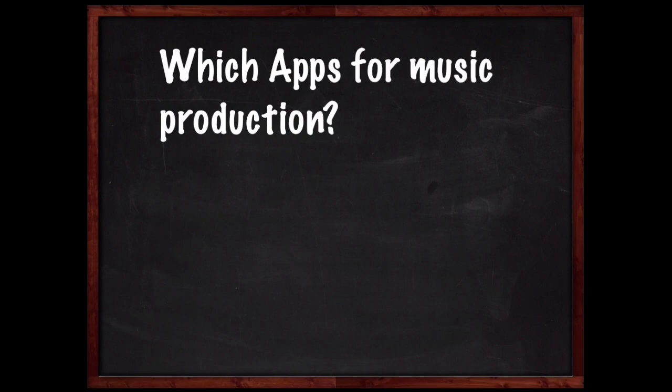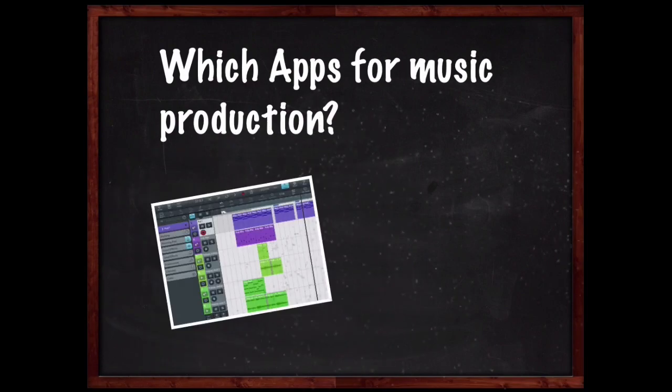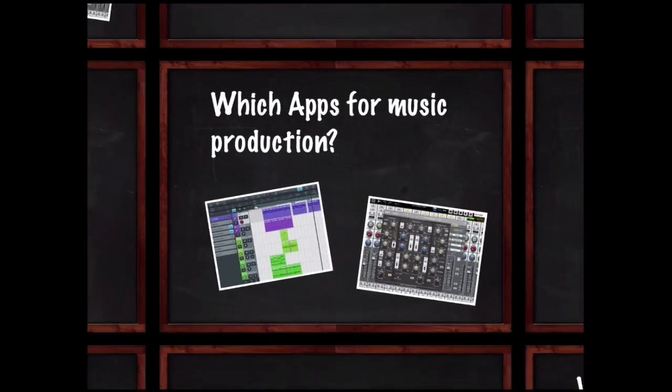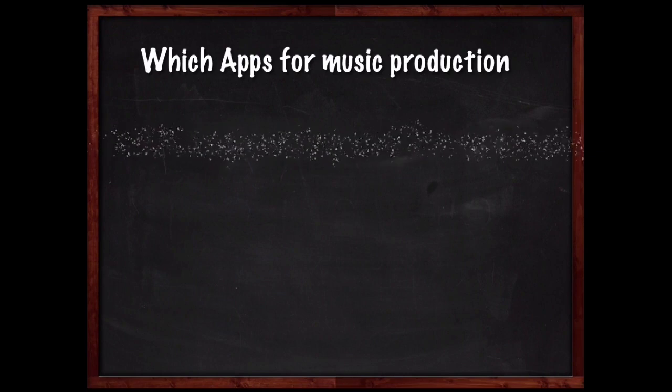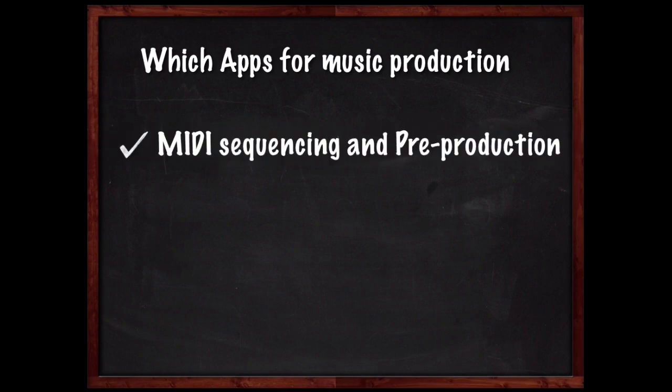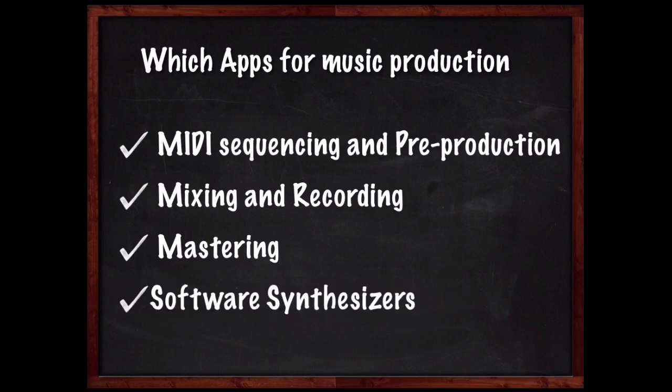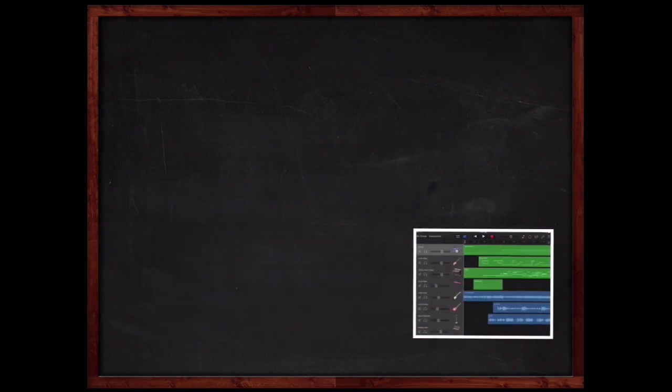There are 4 main categories of software applications that we need to have available on our iPad in order to be able to go from idea to full finished production. An app for sequencing and pre-production, a mixing and recording app, a mastering app, and the software synthesizer that will provide the sounds for our MIDI tracks. Let's take a look at what is the ideal app for each stage.